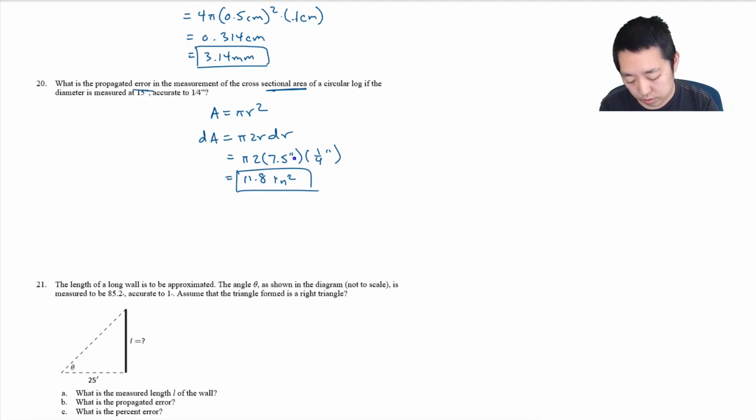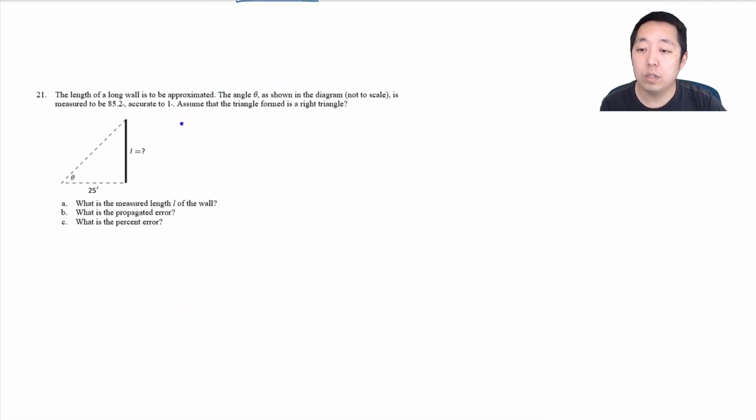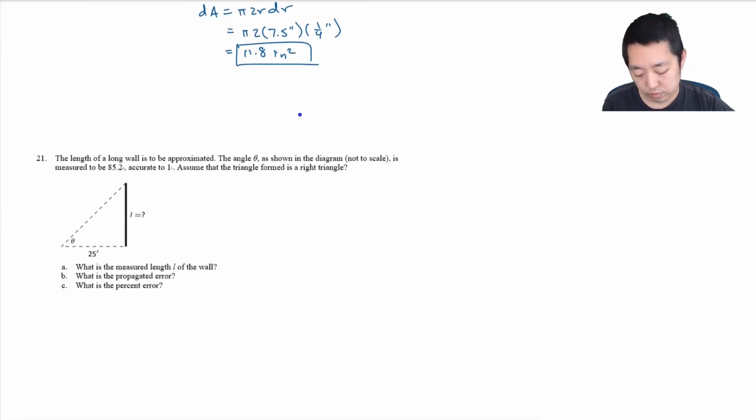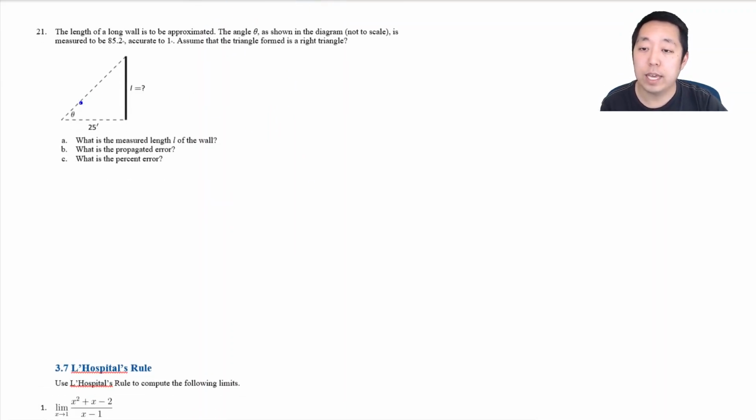2 pi 7.5. Yeah, that's right. Okay, the length of a wall is to be approximated. The angle theta shown is measured 85.2 degrees, accurate to 1 degree. Assume a triangle is formed. What is the measured length L of the wall?